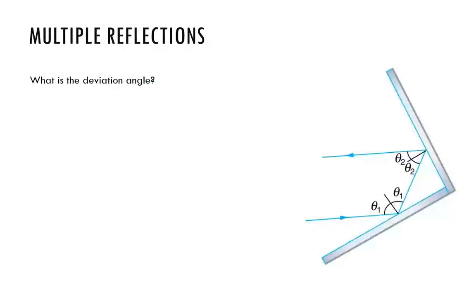Last thing, multiple reflections and measuring the deviation. Here I have an example of what we call a corner cube mirror. It's a right angle. My incident light is right here. You have two reflections. The first reflection causes this much change from straight. The second reflection causes this much change from straight. The goal of a problem like this is to calculate the angle between the incoming and the outgoing. The way to solve this is through geometry.